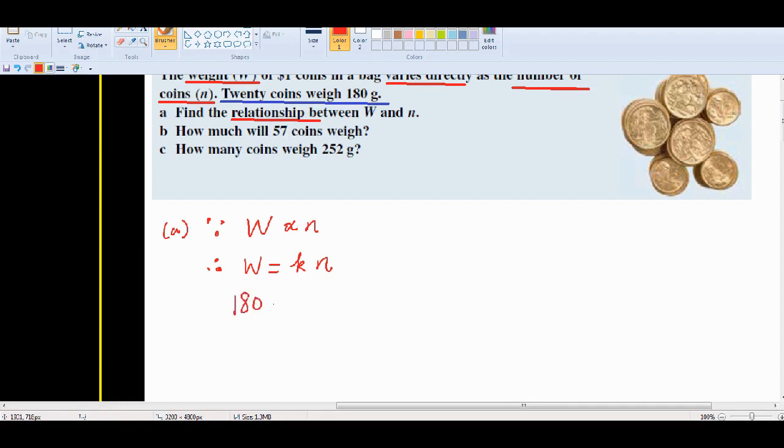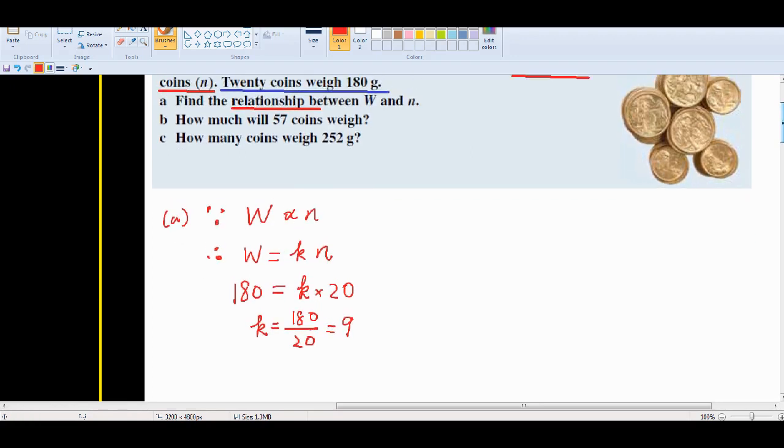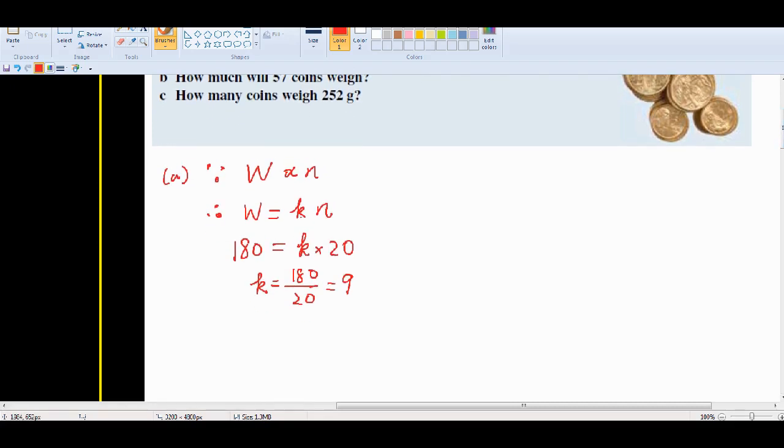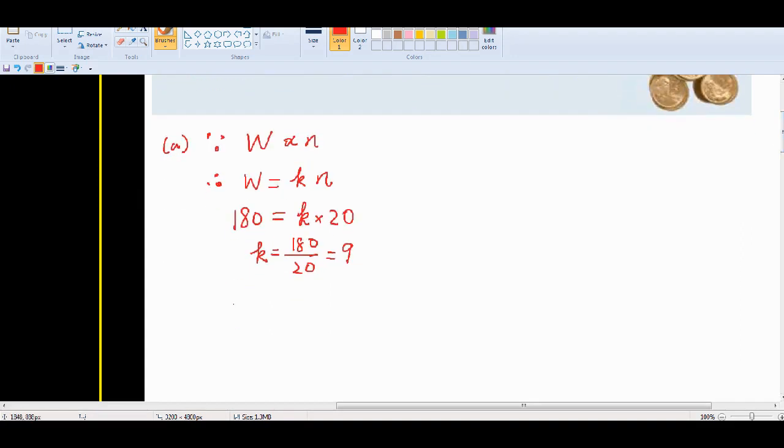So let's do the substitution. How could we find K? We just use 180 divided by 20, and you will have 9. So when K is 9, that means we find the proportionality constant, and you could define the relationship. The rule or the relationship now is W equals 9n.